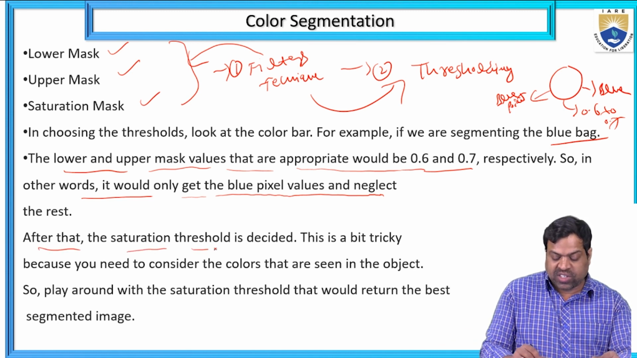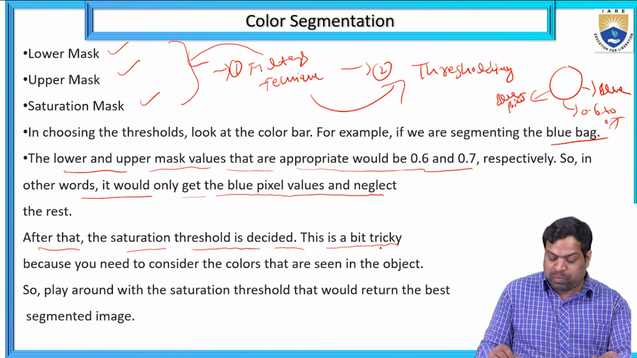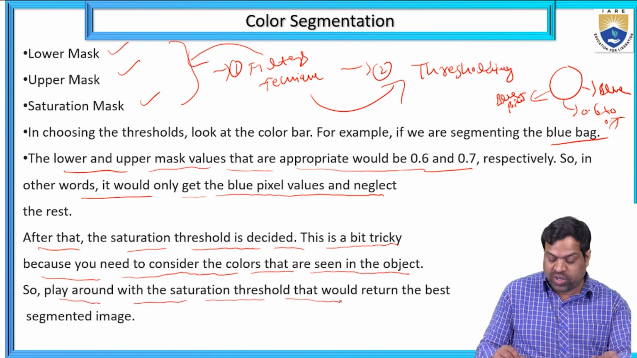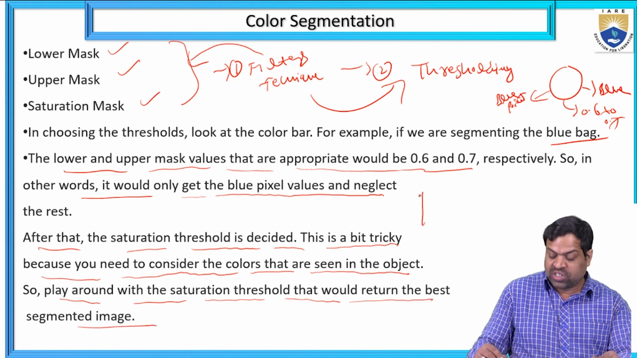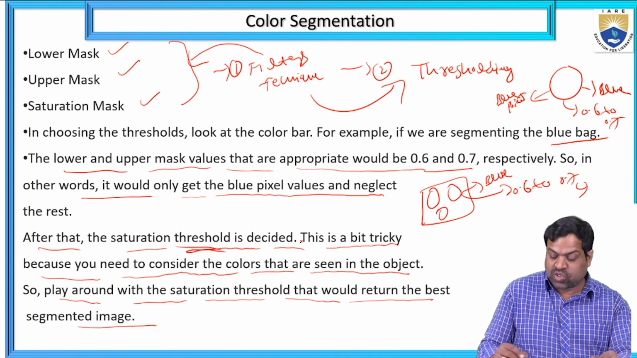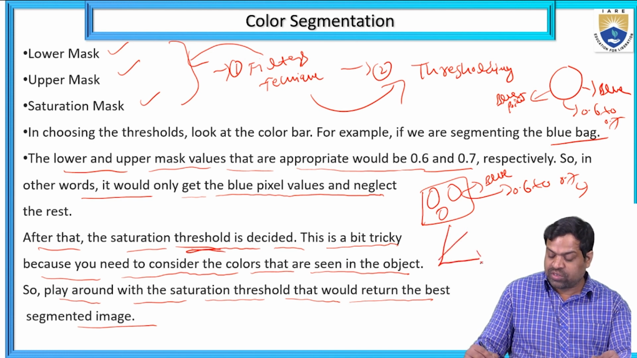Alternatively, the saturation threshold is decided. This is a bit tricky because we need to consider the colors that are seen in the object, so play around with the saturation thresholding, which would return the best segmented image. When I am going for image segmentation, if I am taking multiple colors of bags, and I have to identify the blue color, then the range is 0.6 to 0.7. Then only it goes for the thresholding. So the thresholding values are from 0.6 to 0.7.